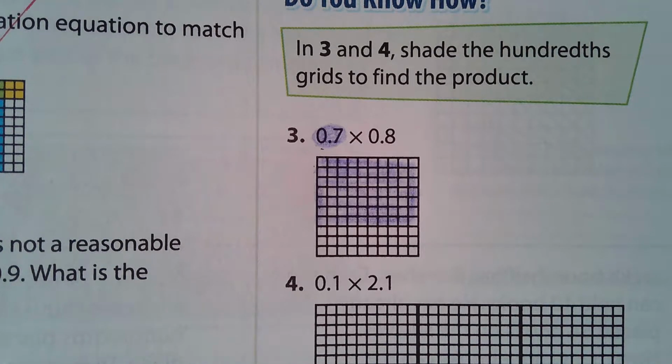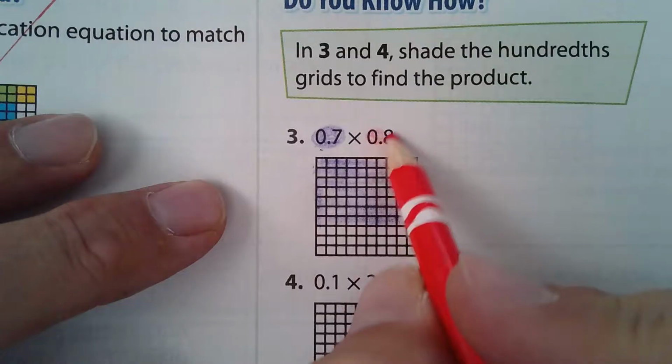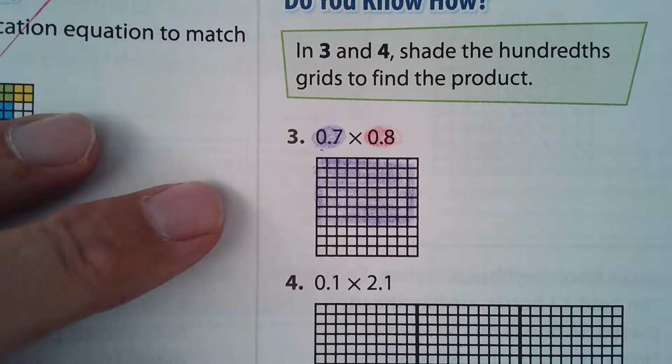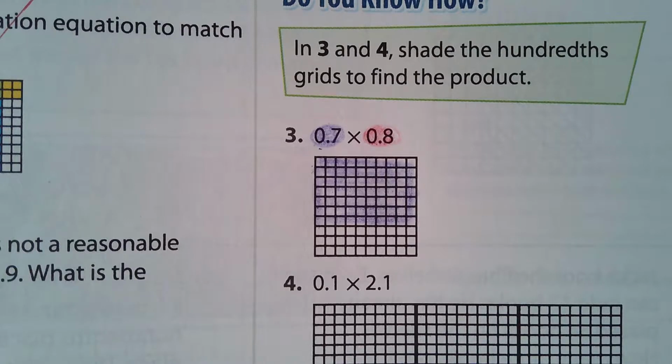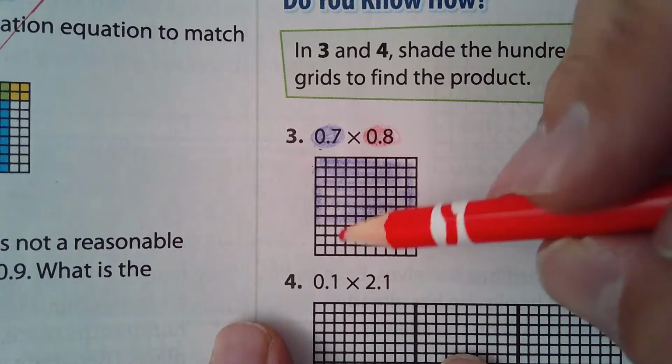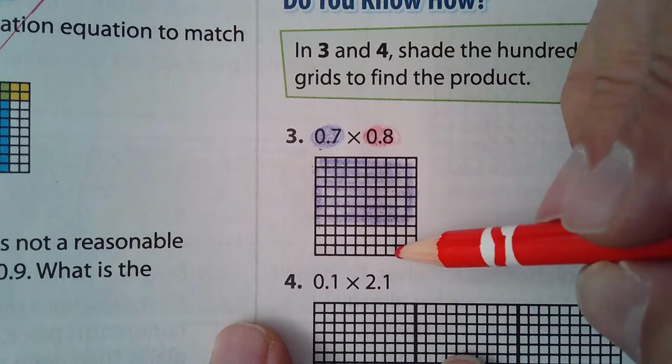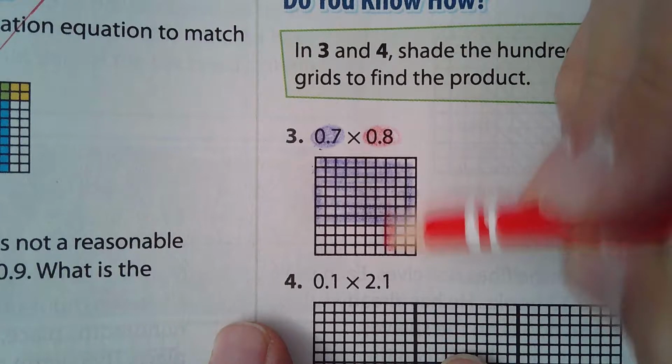And then I'll use red for the 0.8. And the second time, I'm going to go vertically. I'm going to go up and down. And I'm going to count over 8. 1, 2, 3, 4, 5, 6, 7, 8. And I'm going to start coloring those in.